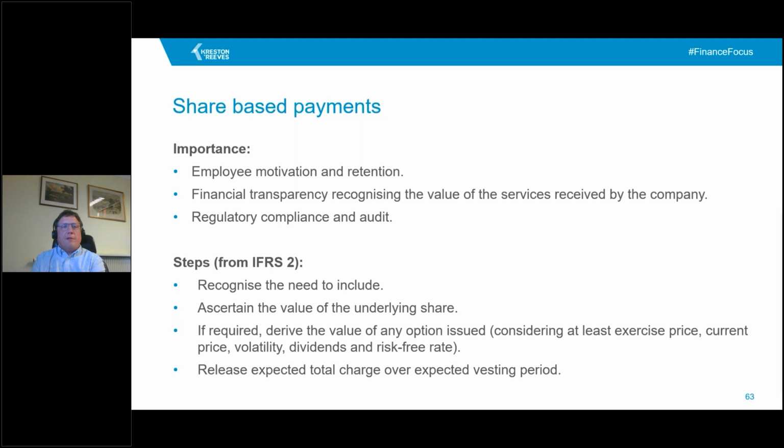The steps from IFRS 2 are we have to recognize the need for these, and I'll come back to that shortly. We then ascertain the value of the underlying share. If required, we derive the value of any option. So options obviously are different from shares. And the standard even defines the necessary steps in looking at the option. We must consider things such as the current share price, volatility, dividends, and the risk-free rate. And finally, we release the expected total charge over the expected vesting period.